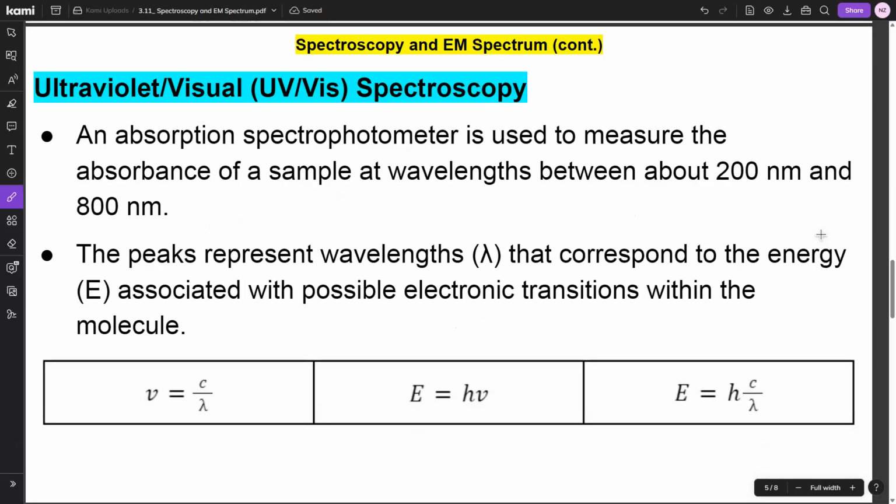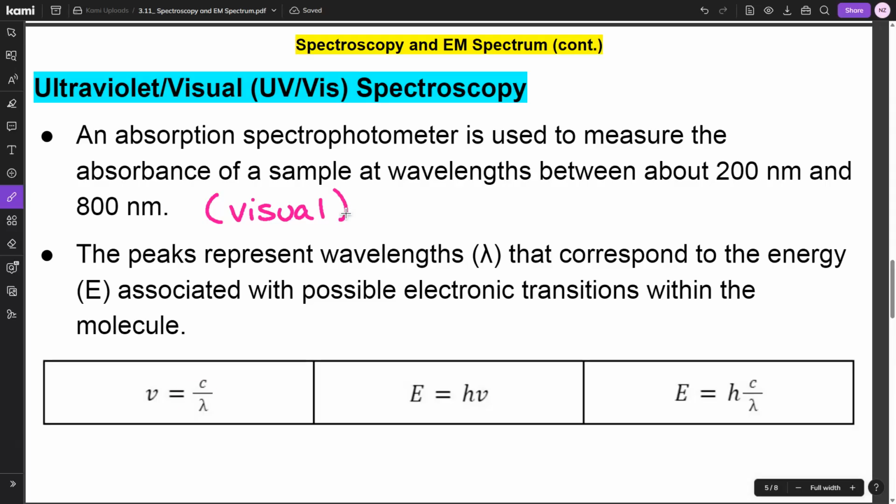So ultraviolet or visual spectroscopy, as I mentioned, we use an absorbance spectrophotometer to measure the absorbance of a sample at wavelengths between about 200 nanometers and 800 nanometers. So I just want to note that that is visual. That's what we can see, that's what our eyes can detect. The peaks represent wavelengths, represented by the letter lambda, that correspond to the energy, which is E, associated with possible electronic transitions within the molecule.